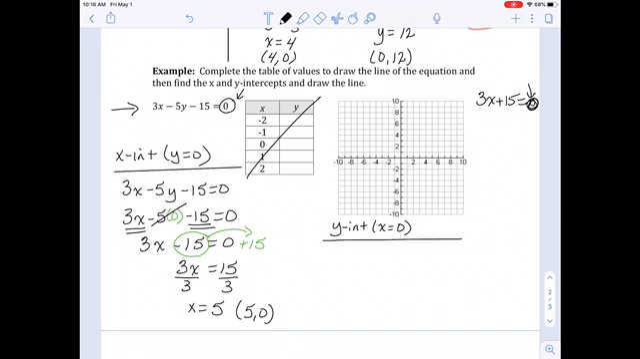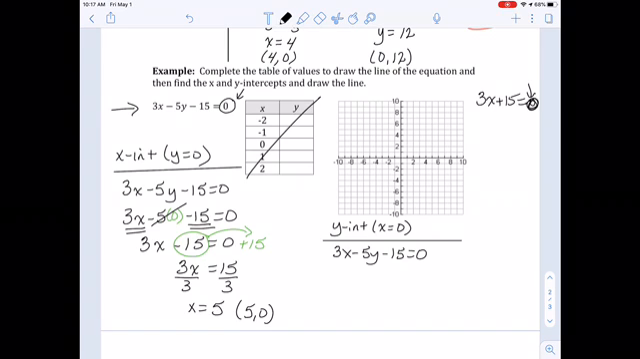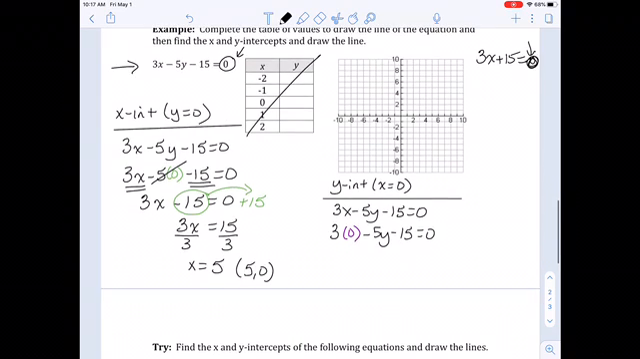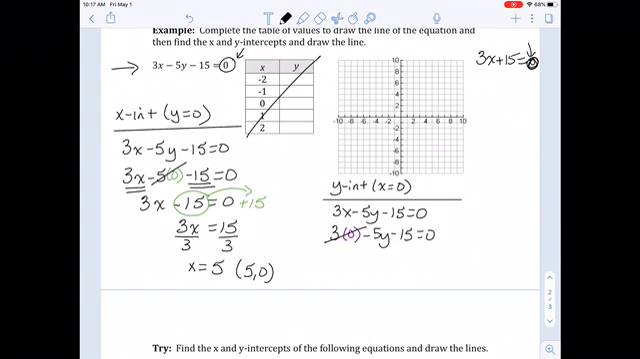We're going to start with that same equation. We've got our 3x minus 5y minus 15 equals 0. So if x is 0, we're going to plug in our 3 times 0, and that's minus 5y minus 15 equals 0. 3 times 0 is, of course, 0, so that guy's gone. And we're left with a negative 5y minus 15 equals 0.